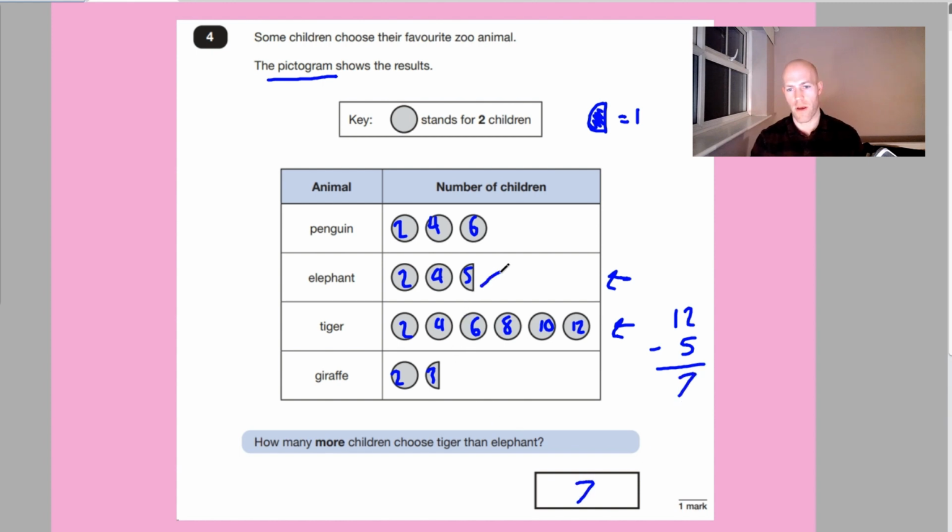How many more children? So we've got to go from 5 up to 12. That is a +7. It didn't take me very long to write on the pictogram there to notice my numbers. If you can do it quickly, I would. I'd be writing all over the question and getting ahead of whatever they could ask you. It's only a 1 mark question, but you never know.